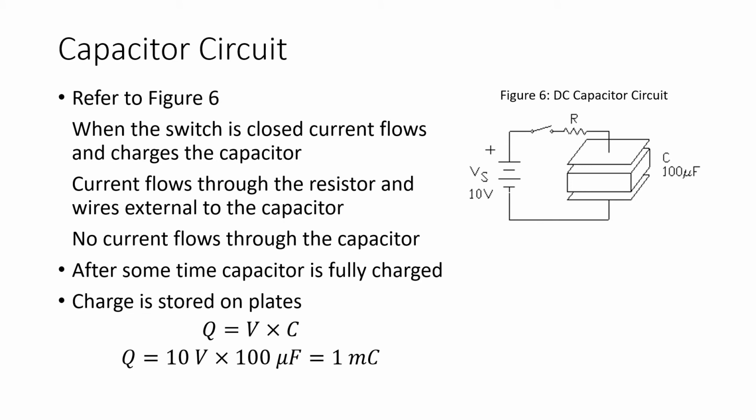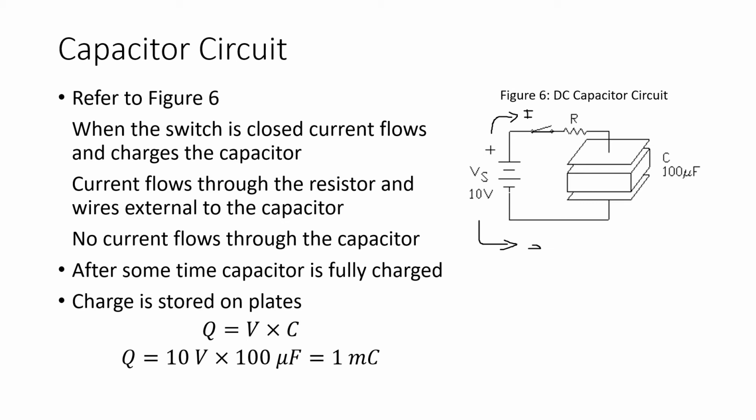So let's look at a simple capacitor circuit. Referring to figure 6, we see a 10 volt DC source connected to a circuit consisting of a single pole, single throw switch, a resistor, and a 100 microfarad capacitor. Now, when we close the switch, current's going to flow through the circuit. And instead of looking at conventional current, I, flowing through the circuit, let's look at electron flow through the circuit.